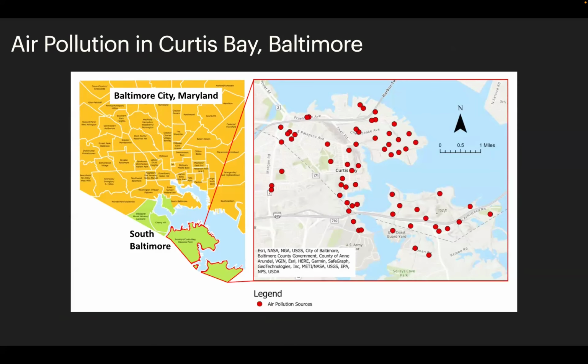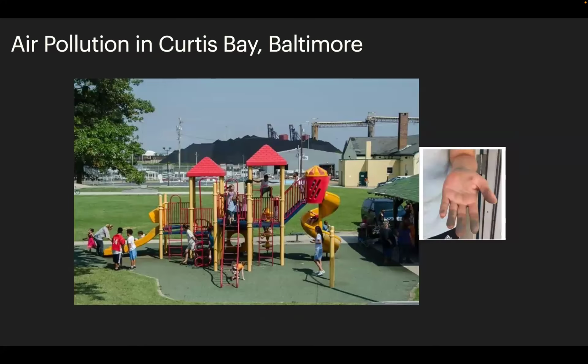Just to give a little bit of context, this is Baltimore, and this is Curtis Bay. This is a zoomed-in figure of Curtis Bay, and it has around 60 to 70 industrial sources of air pollution. It's also a neighborhood that's quite heavily populated. In particular, there is the CSX coal site, which manages a lot of coal in the area. You can see this mountain of coal right across from the children's park. Every morning, if someone comes out and rubs their hand on their car, they will get something like that. That's the coal dust that's present.